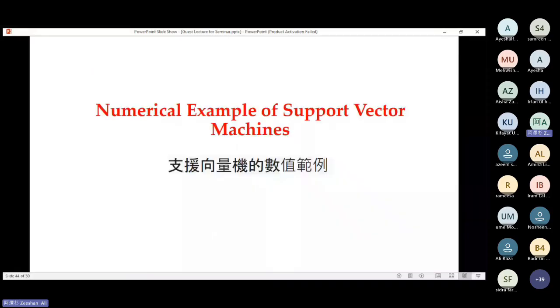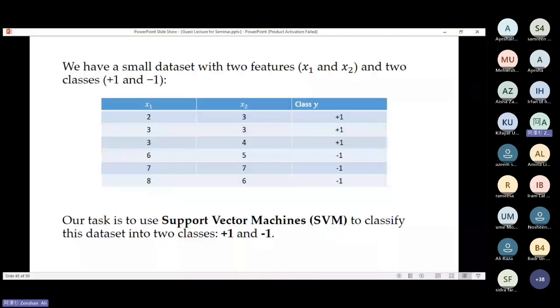For example, now we will explain with the help of an example, so you will understand much better as compared to explaining the theory. Okay. So we have two different types of data. We have X1, which has six different values, and similarly we have X2, which also has six different values, with two different classifications. One classification is represented as positive, and the other is represented as negative. So our task is to use support vector machine to classify this data set into two different classes.